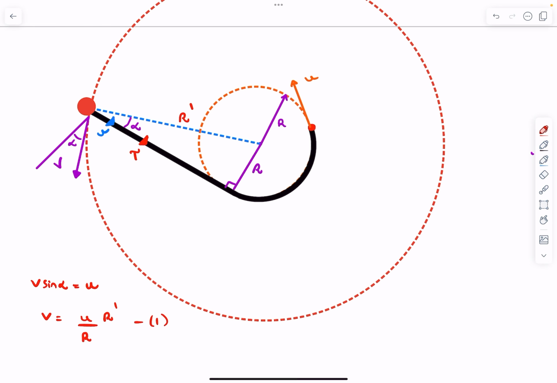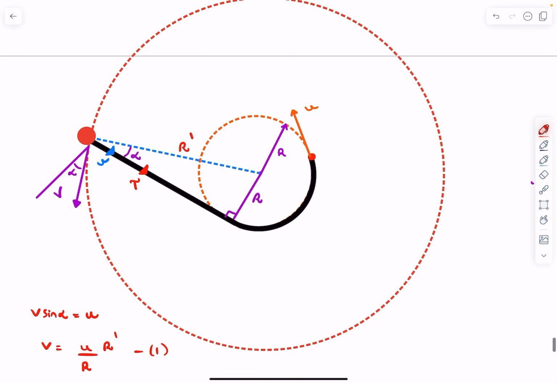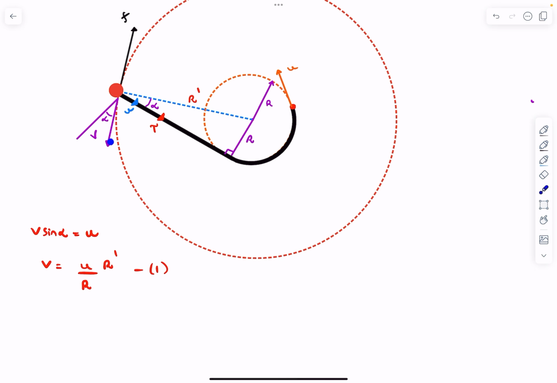The tension force will be along the string once again, right? And the next force that we have to mark is the force of friction due to the oil, and that will be opposite to the velocity vector, right? So this is the direction of friction force F. Now I'm going to shrink the diagram a bit. Now we'll do force balance in the tangential and normal direction.